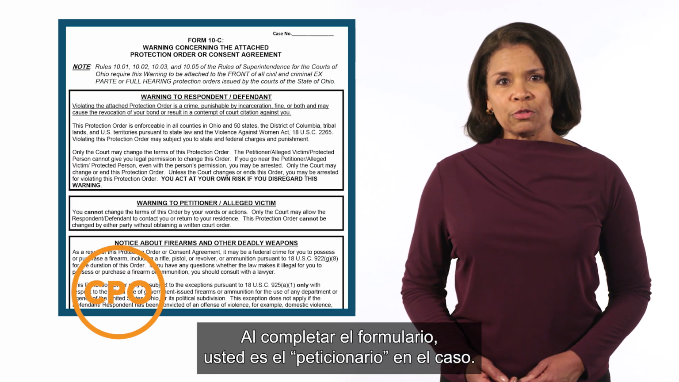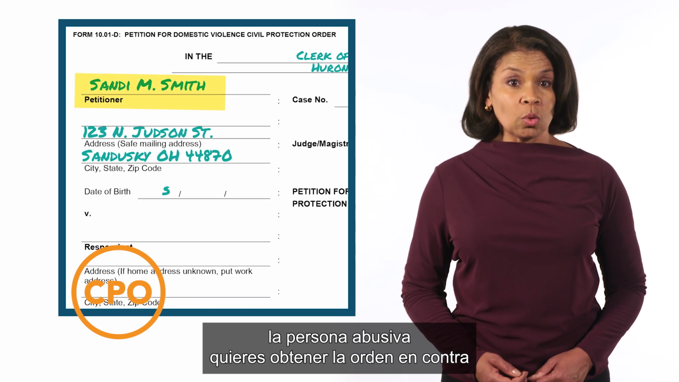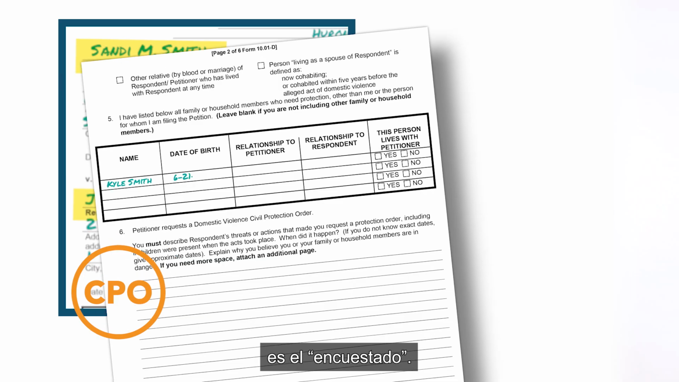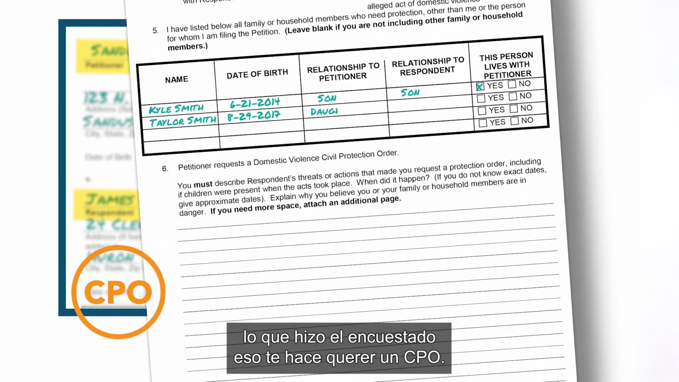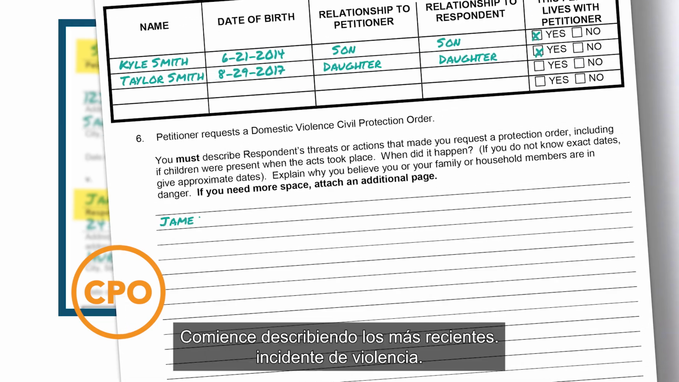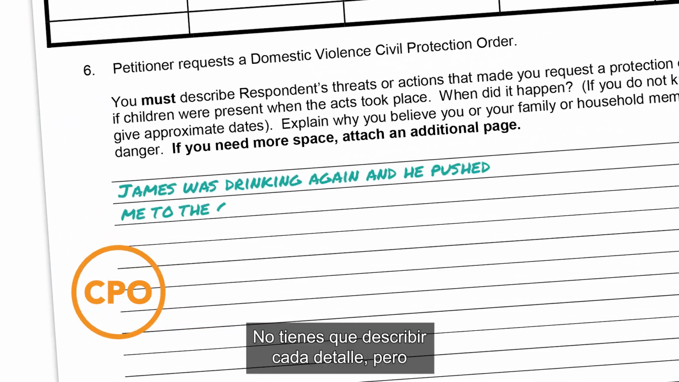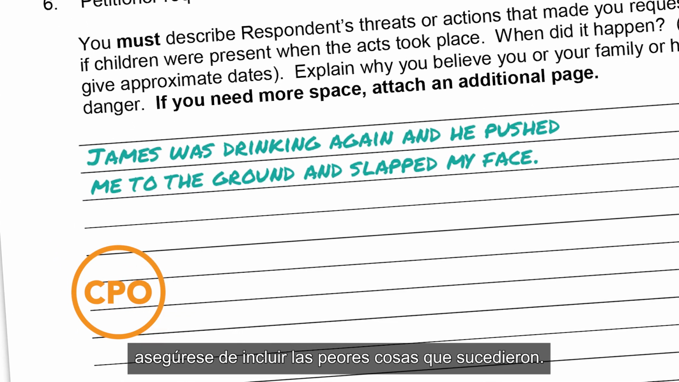When filling out the form, you are the petitioner in the case. The abusive person you want to get the order against is the respondent. The form will ask you to describe what the respondent did that makes you want a CPO. Start by describing the most recent incident of violence. You don't have to describe every single detail, but be sure to include the worst things that happened.